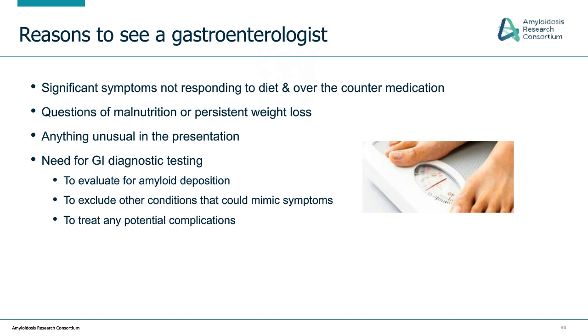But if there are symptoms that are present that are not responding to therapy, then that's a good time to step back and do testing. What testing allows us to do is to look and see, is there deposition of amyloid? Is there something else that's common that could cause the same symptoms and mimic it? Because, again, a lot of these symptoms are nonspecific. And do we see any potential complications, such as ulcers or other things along those lines that we'd treat differently?